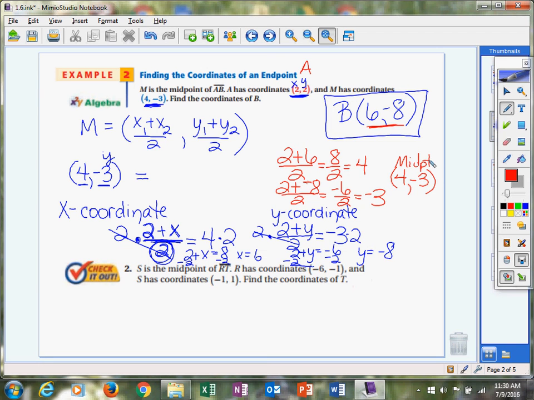All right, I'm going to leave this one for you guys. Show your work, please. Let's see how you do it algebraically.